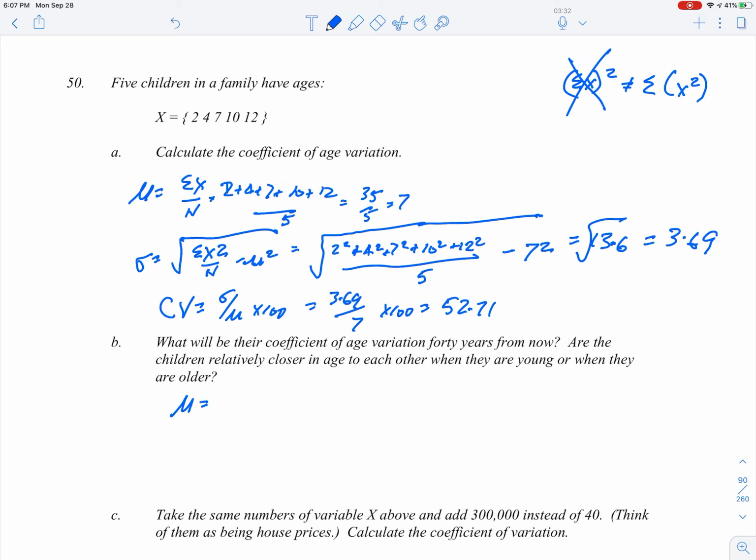So I'm going to calculate the mean to be, well, all we've done here is we've added 40 to each number. So all I'm doing is adding 40 to each number here. So the mean will not be 7, but it'll be 47 if we've added 40 to each number. And you can go and calculate that out. The variance turns out to be exactly the same.